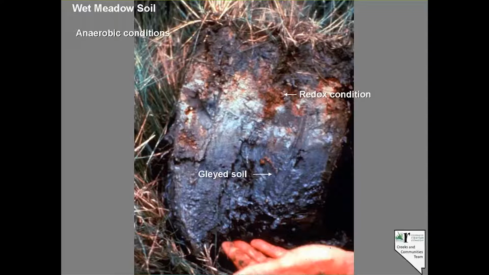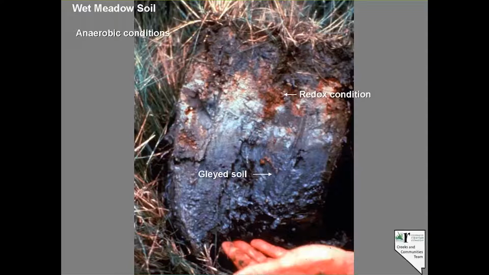So we've got completely sort of anoxic conditions where it's completely dark there. As you move up above that, you see that redox condition. So we've got a little bit of reduction, a little bit of oxidation. That shows that there's a little bit of fluctuation of the groundwater level right at that point, and that helps you figure out what your actual wetland characteristics are throughout the year.